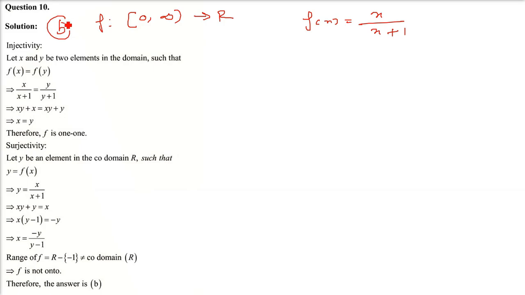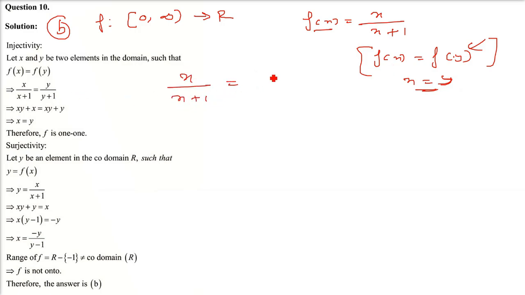B is 1, 1 but not onto. So for 1, 1, what do we do? Fx equals fy. If we assume it to be true, x has to be equal to y. Can we prove this? Yes, we can, because we have already done this type of question. Here we are assuming fx equal to fy. Fx is already given, x by x plus 1. So what do we do? X by x plus 1, this is our fx. What is our fy? Y by y plus 1.